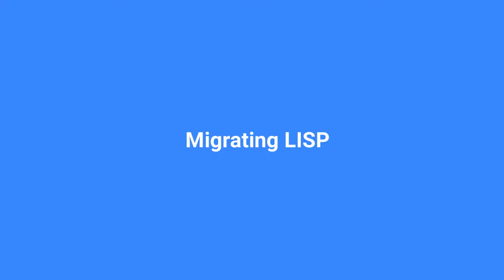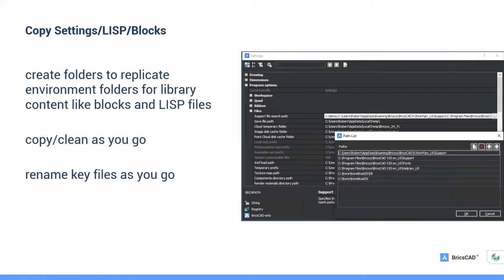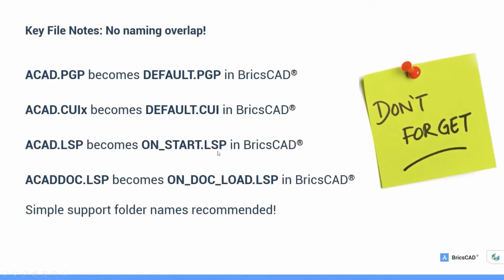Now that we have created a support folder, we're going to take a look at some of the Lisp files that we found in there and get that correctly configured. We're going to have to do some renaming, maybe a little bit of cleaning and a titch of editing. So I'm going to show you how that works. There are some key file names that are worth noting here, like ACAD PGP becomes default PGP. Our default CUI is called default. ACAD LSP becomes on start. ACAD doc LSP becomes on doc load.